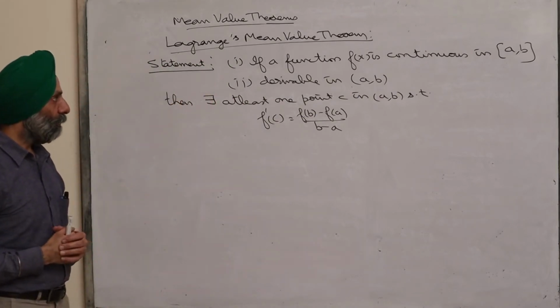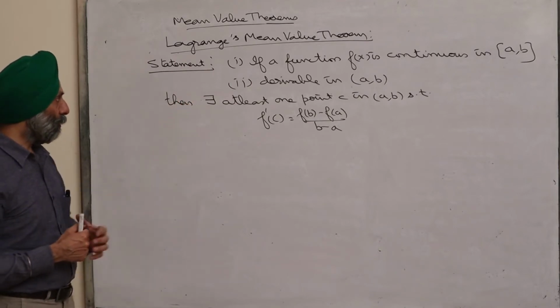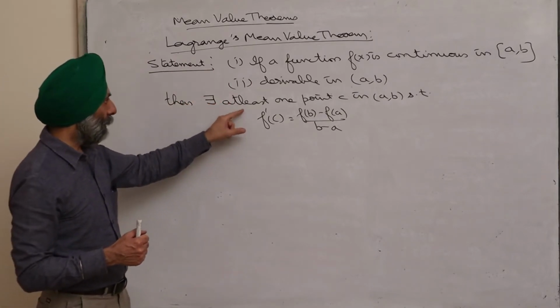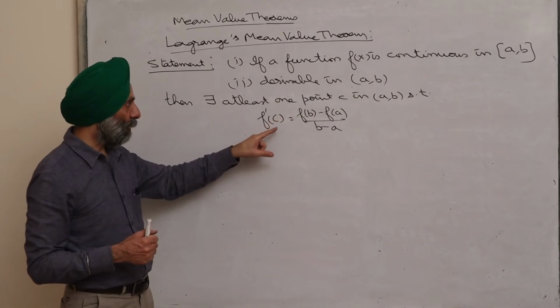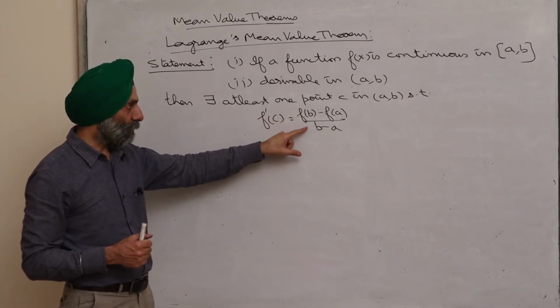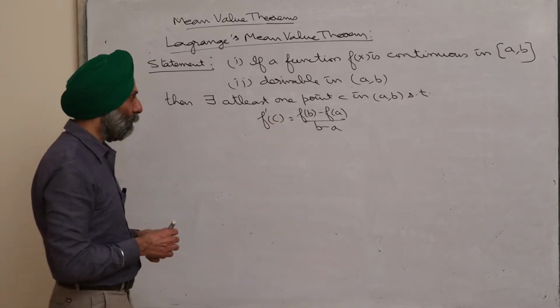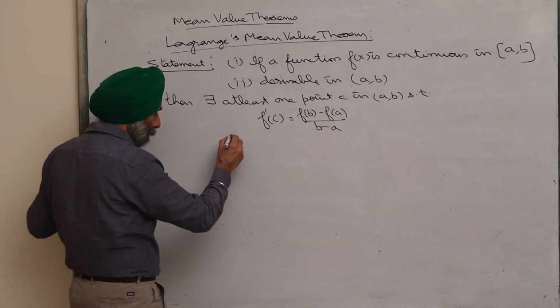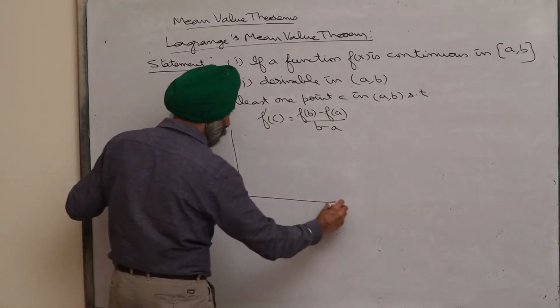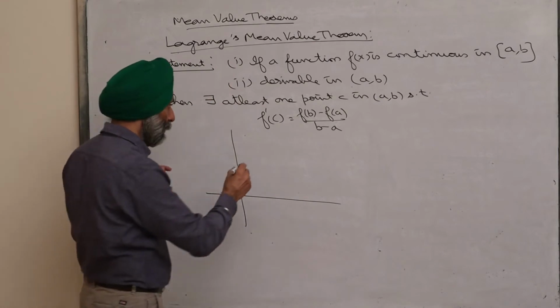That is, if a function f(x) is continuous in the closed interval [a, b], derivable in the open interval (a, b), then there exists at least one point c in the open interval (a, b) such that f dash c is equal to f of b minus f of a over b minus a. Now, how we are getting this, you can see here.